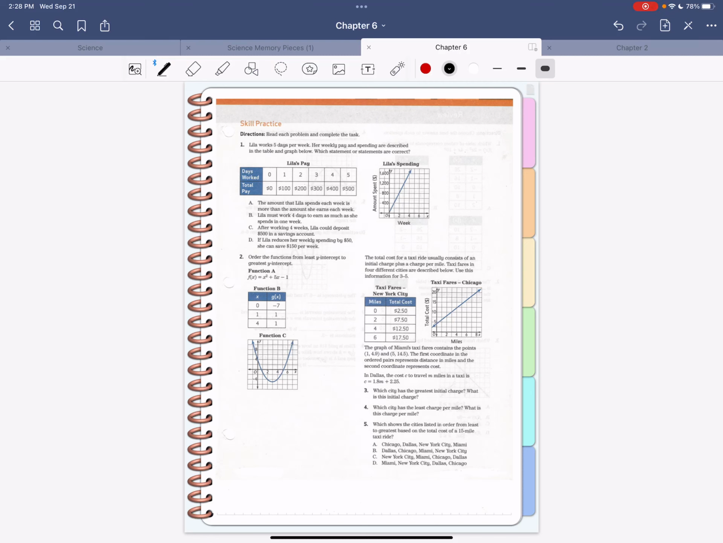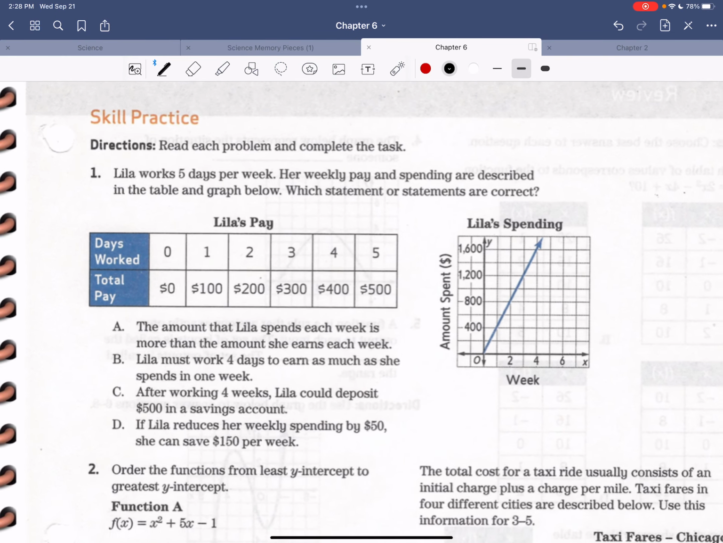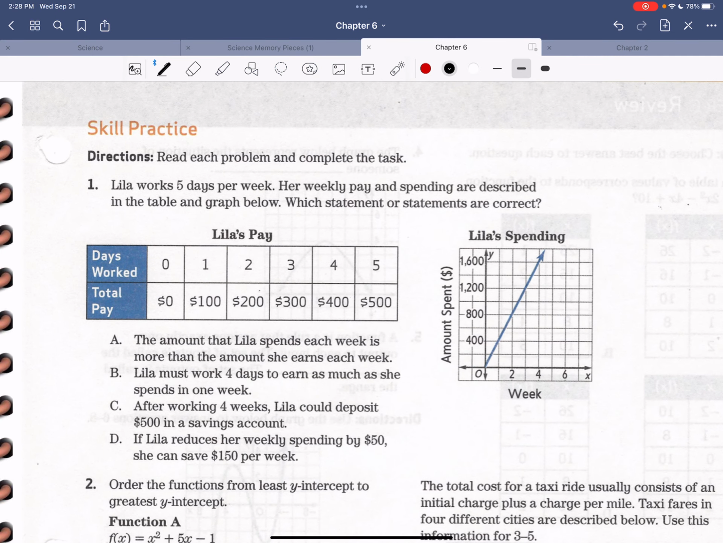I am on page 215 in the textbook, and we have some skills practice to do here. It says to read each problem and complete the task. Lila works 5 days per week. Her weekly pay and spending are described in the table and graph below. Which statement or statements are correct?